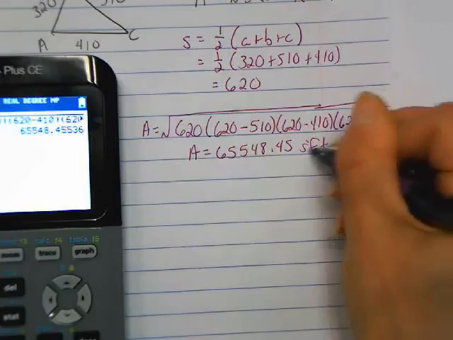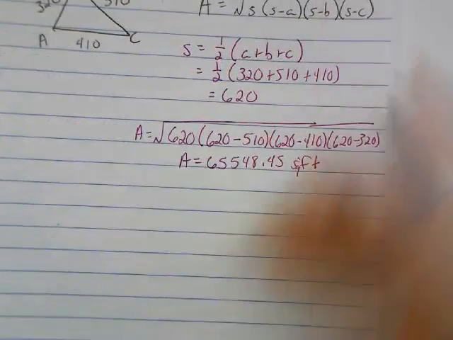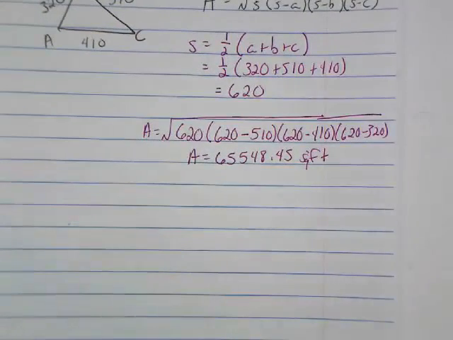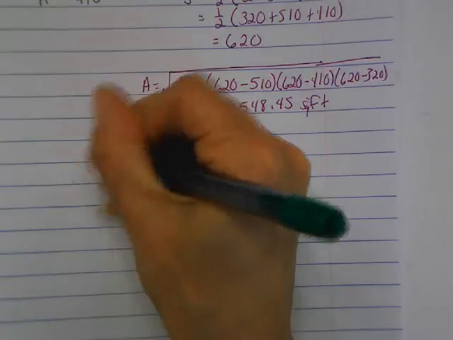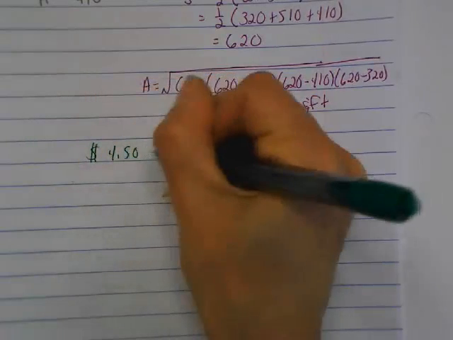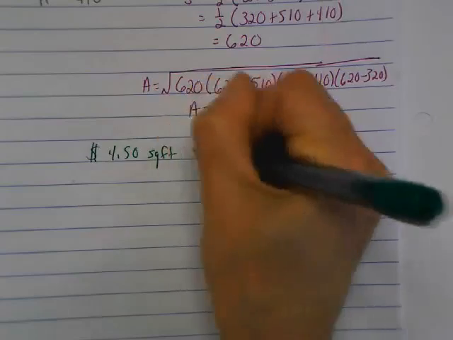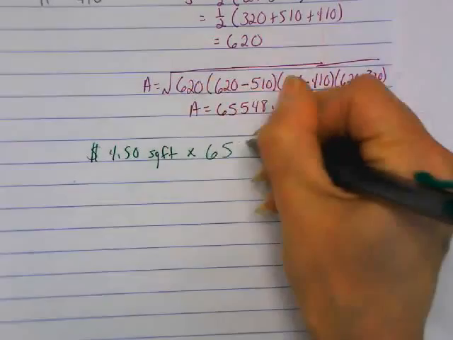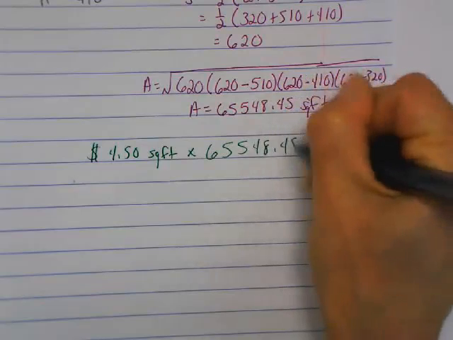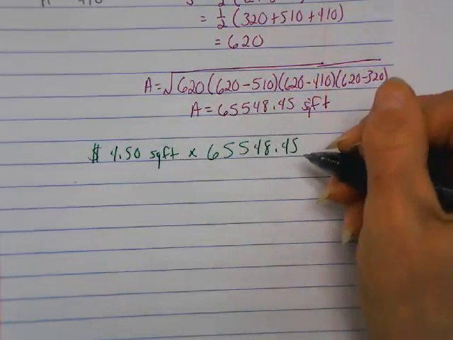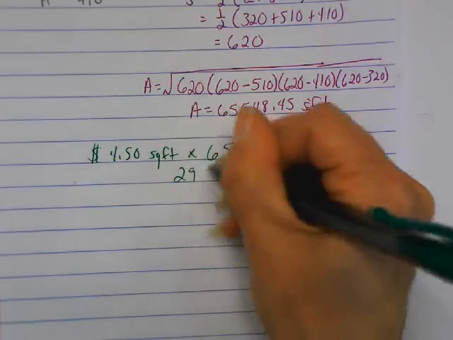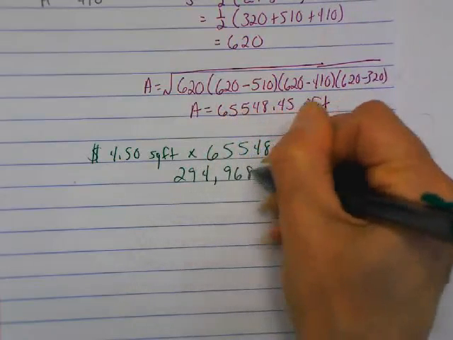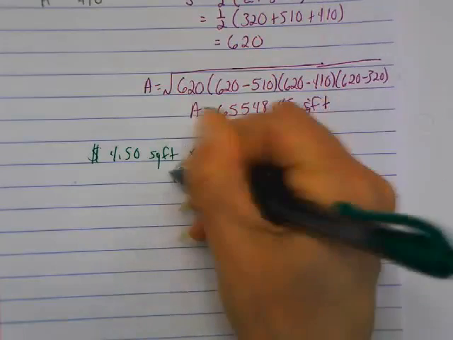But the original problem said you had to pay $4.50 per square foot. So what would you do? So it costs you $4.50 per square foot times the 65,548.45 feet that you have, which means the property is going to cost you $294,968.05.